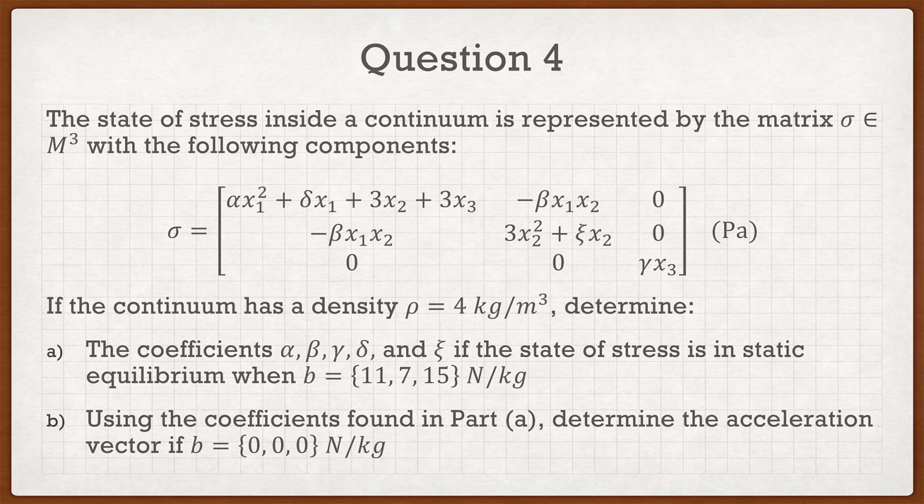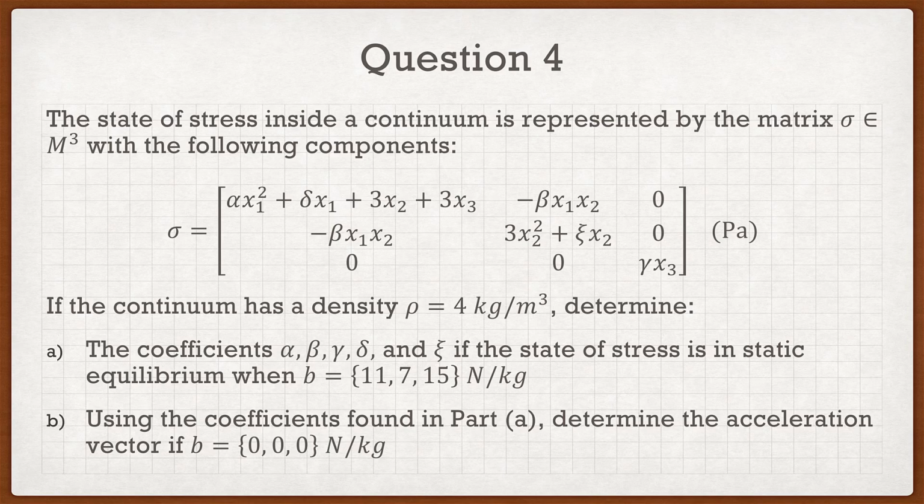I don't. All right. So the question says, if the continuum has a density rho, which is equal to 4 kilograms per meter cubed, determine. And the question's only asking two parts, so it's not too bad at all. The first part says, determine the coefficients alpha, beta, gamma, delta, and xi if the state of stress is in static equilibrium when the body force vector is equal to 11, 7, and 15 newtons per kilogram. So that's not a bad question at all.